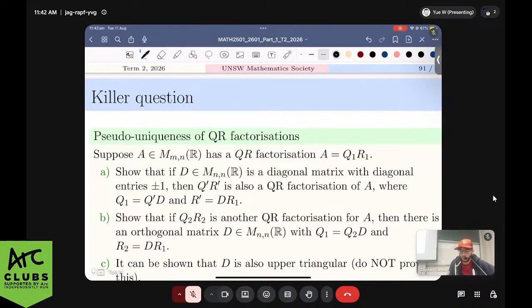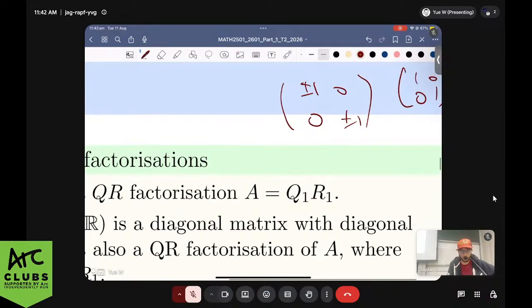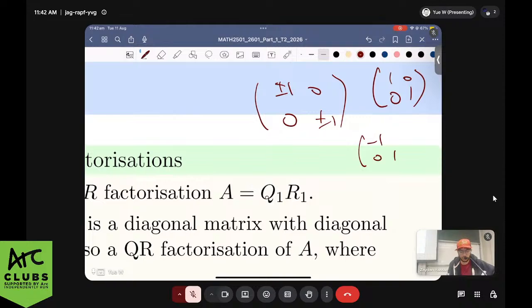Okay, so show that if D is a diagonal matrix with diagonals plus or minus 1. So what does that mean? A 2 by 2 example would just be this. It could be 1, it could be like this, it could be like this, whatever.